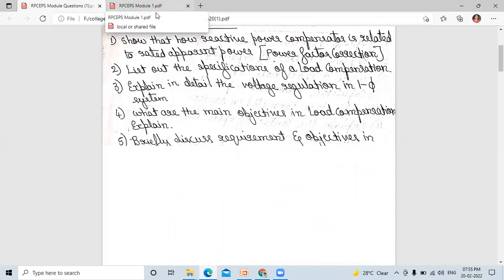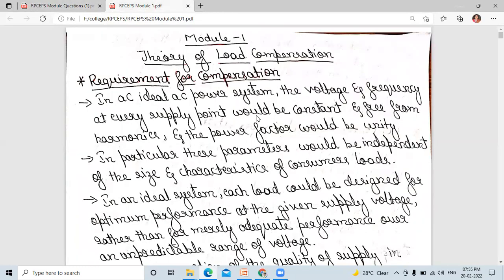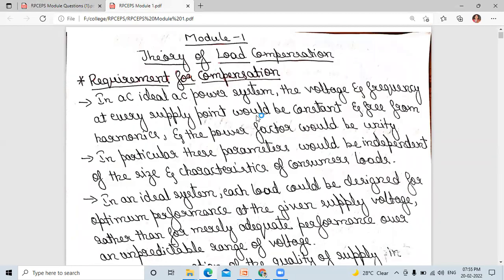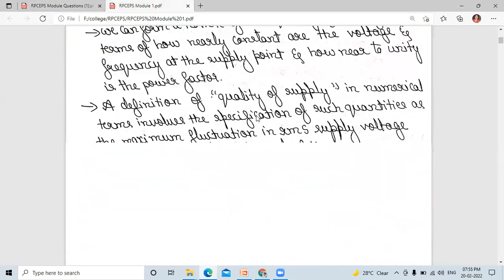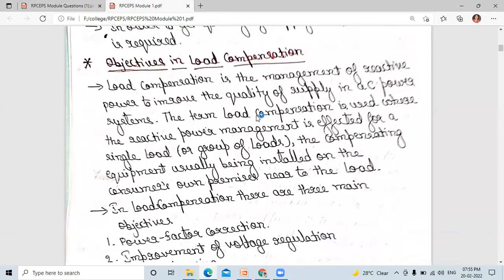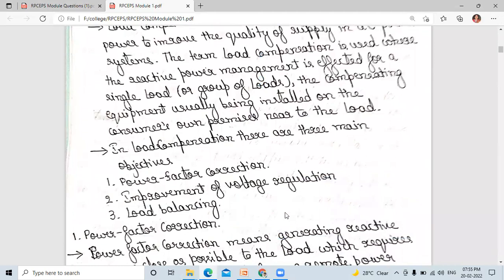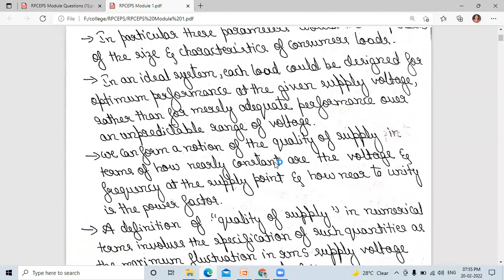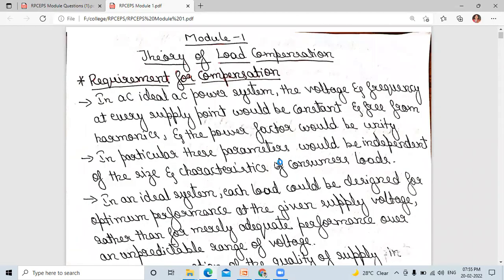For 5 marks, you should write at least 5 points regarding requirement for compensation, and 5 points regarding the objectives in load compensation. If you mention these and write 1 or 2 sentences for each, that's enough for 5 marks. This is the model 1.